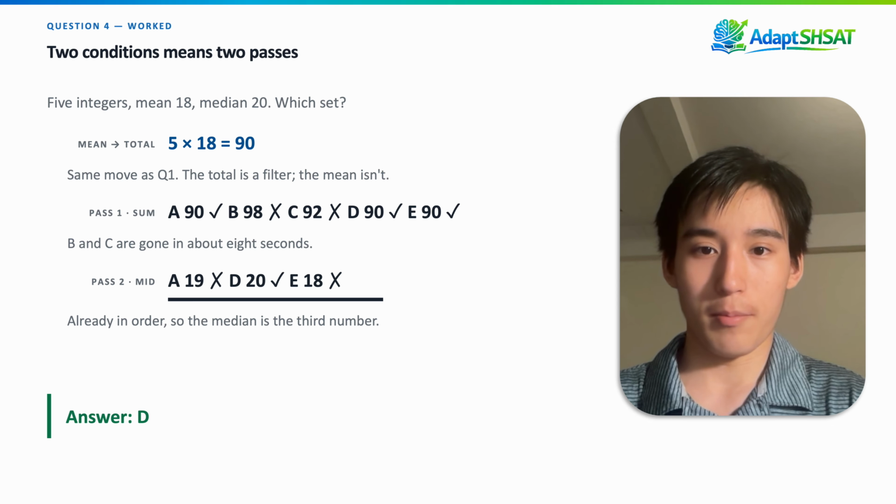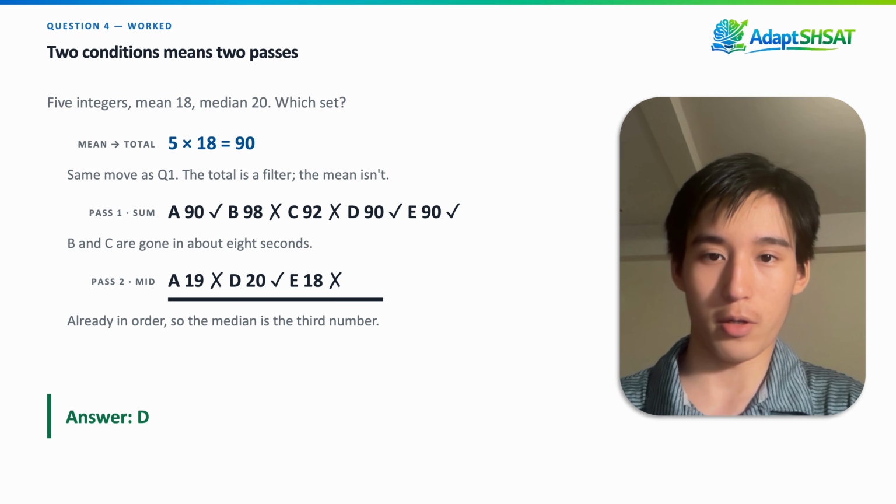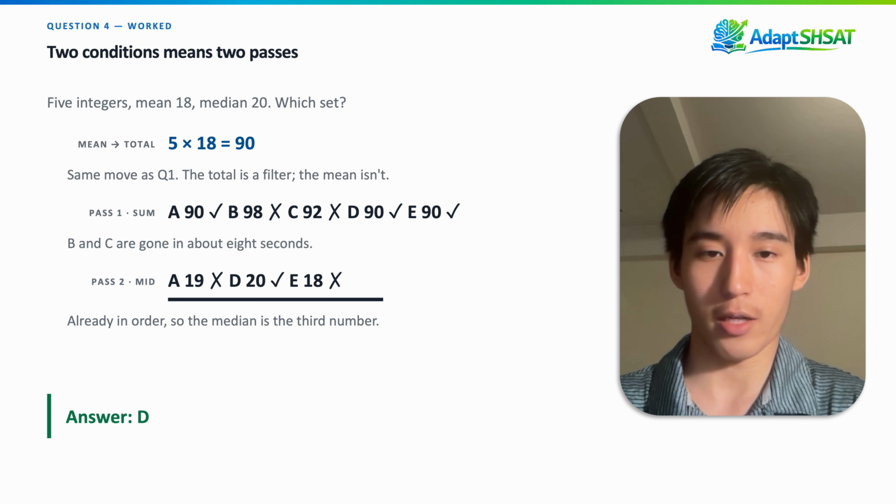Now we look at the median. And here, because they're already in order and there are 5 numbers, the median is just the third number, and only D has the median, the middle number, or the third number, equal to 20. So that's your answer, and it's D.